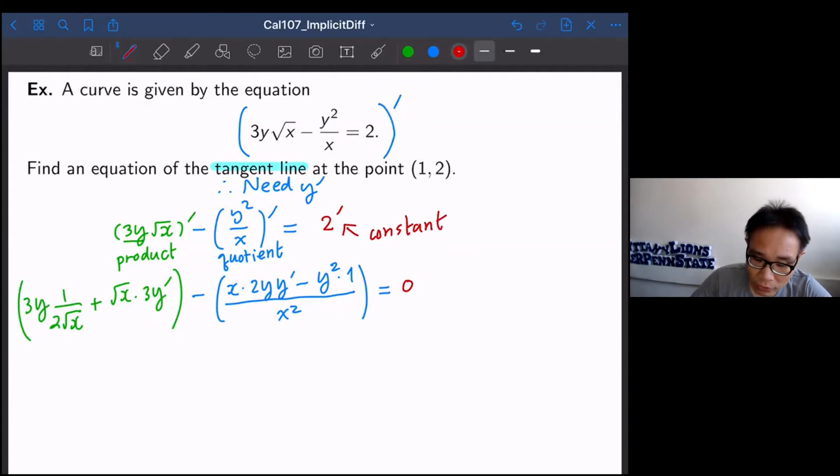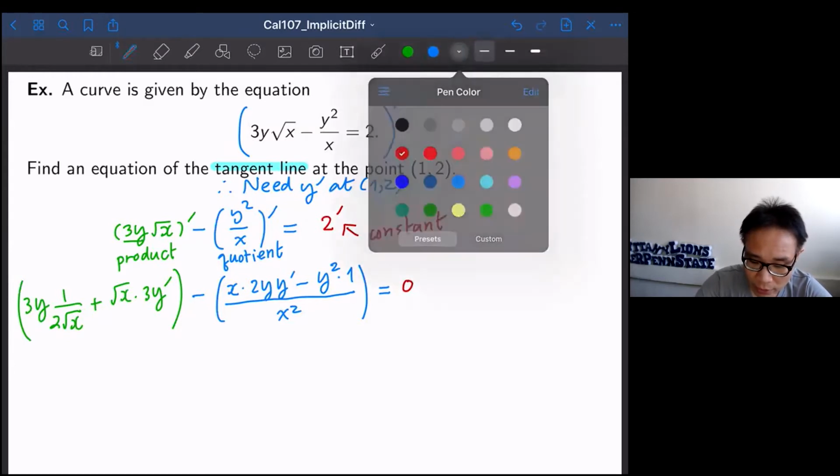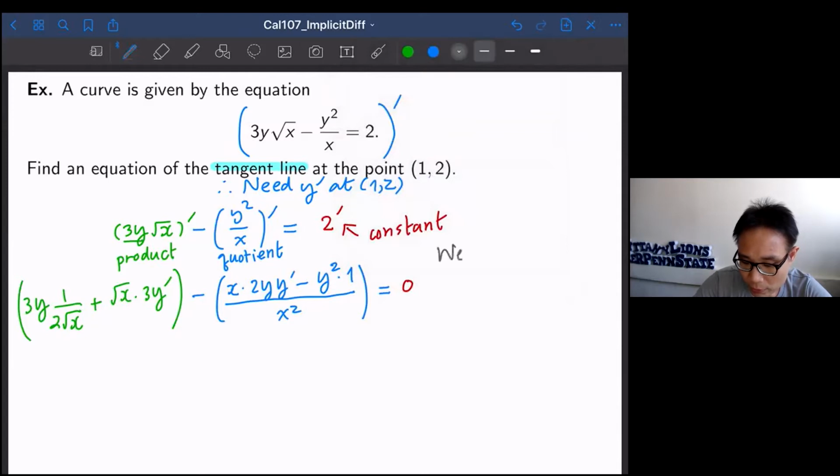So we need y prime, and we need y prime at (1, 2). So this is what we need. In this case, we're going to be able to find y prime at (1, 2) by finding y prime first. However, in this one, I'm going to say that we don't need to solve for y prime.